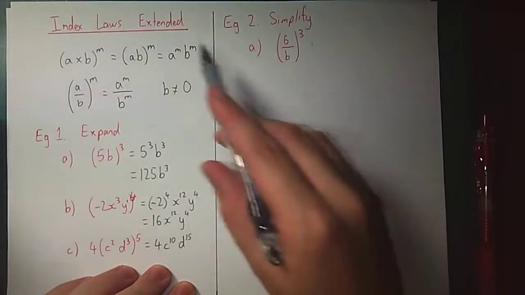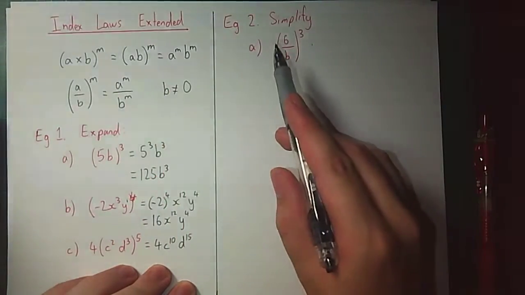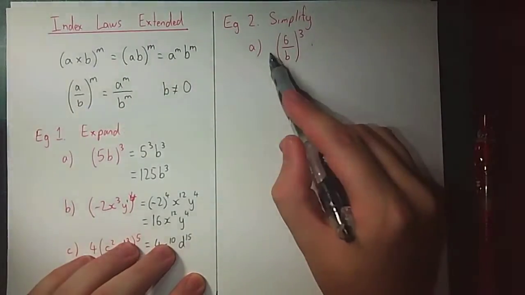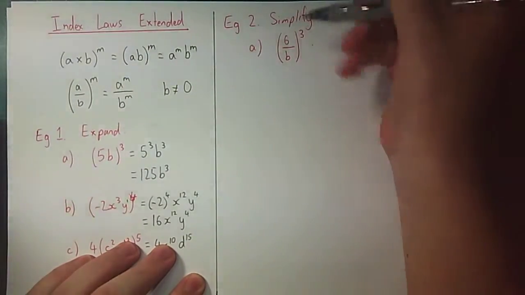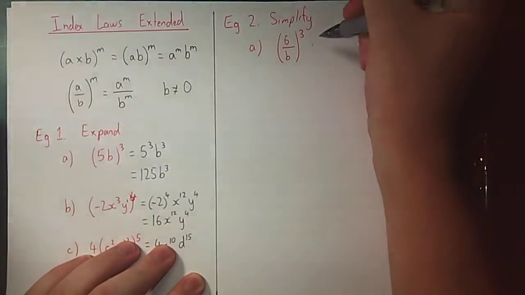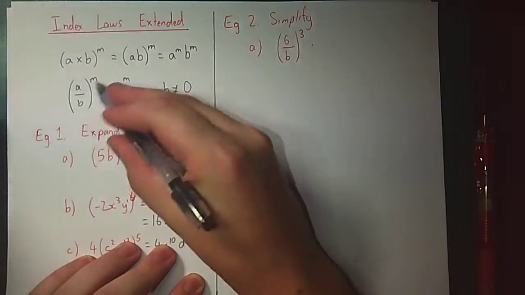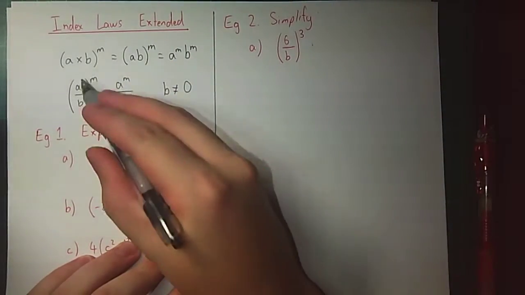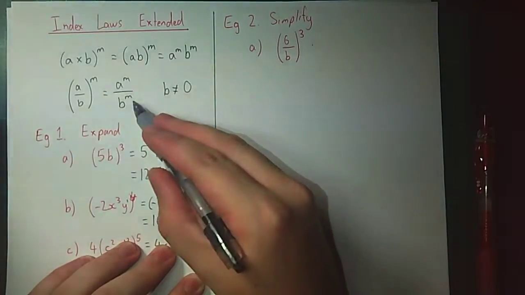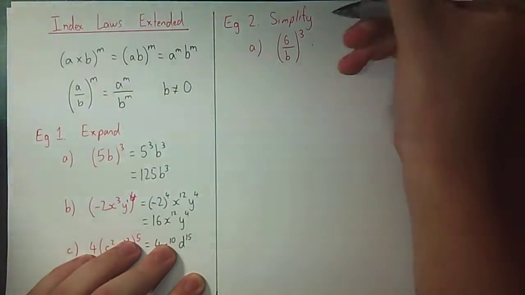Continuing our work on index laws, the extended version, we've got our second example. It's asking us to simplify. Now the first one, A, it has 6 over B all to the power of 3. So we're going to do what we've done here. So in this situation we've got A over B all to the power of M, and then we split A to the M on the top and B to the M on the bottom. So let's do that here.